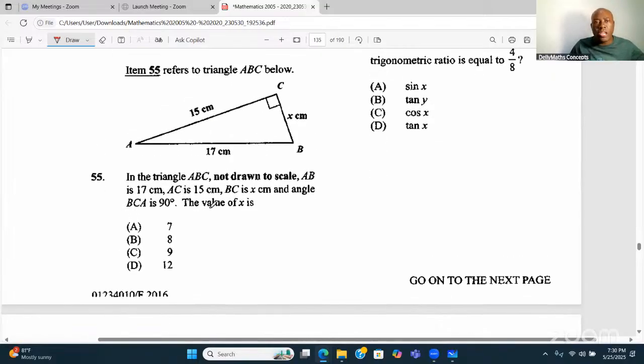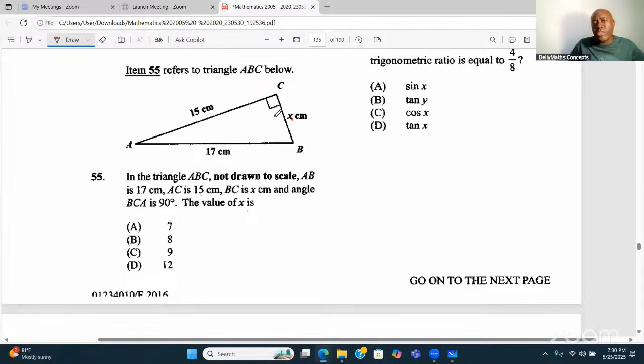Now we're in trigonometry. We're coming down. And it says in the triangle ABC, not drawn to scale, AB is 17, AC is 15, BC is X, and so on. And they're saying that the angle BCA is 90. So they're telling you what you're looking at. The question is, the value of x is what? What is the value of x? Where is it? The value of x, which is here.